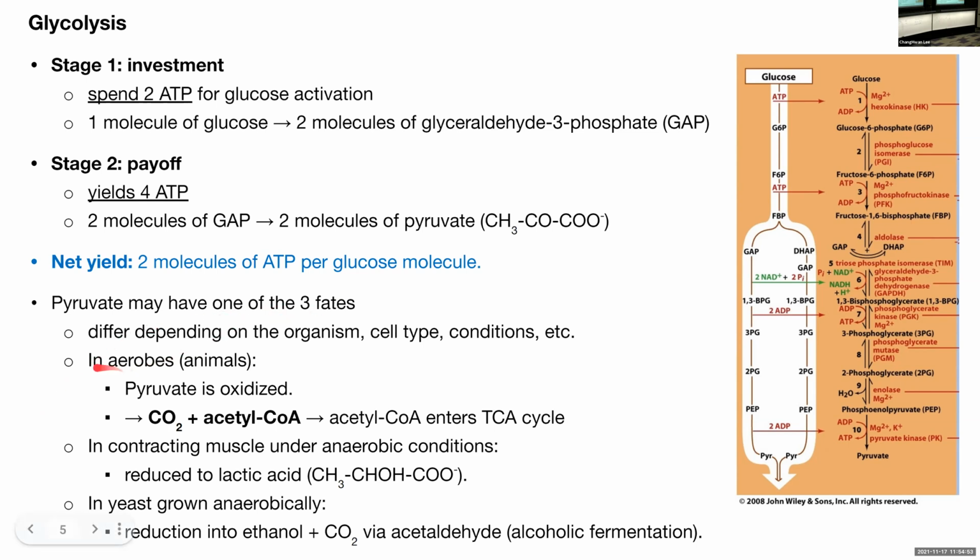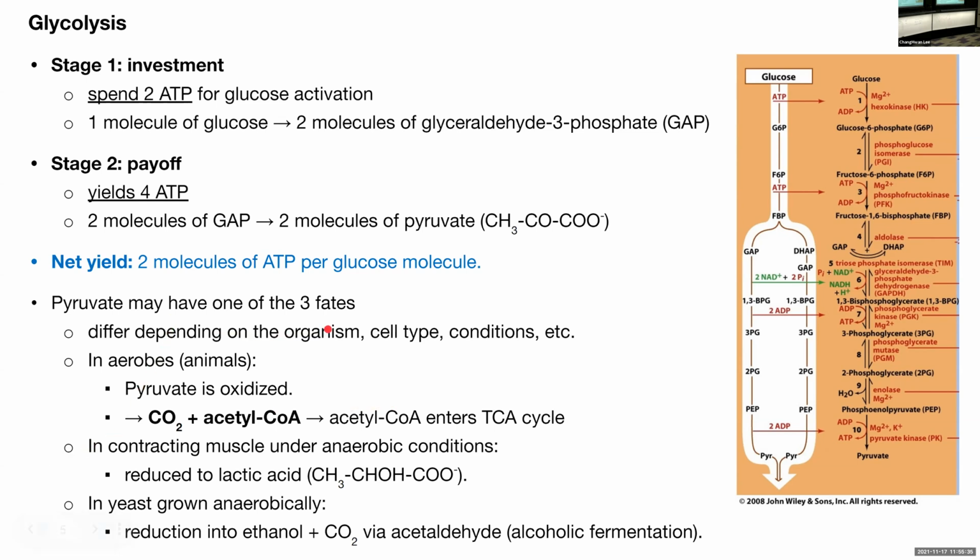One of those 3 fates is this pyruvate being oxidized in aerobes, which is animals and plants too, actually, when they're using oxygen. And again, this end product pyruvate is oxidized, meaning that the pyruvate loses electrons, right? That's what oxidation means. And eventually it will generate carbon dioxide and acetyl-CoA, coenzyme A, and this acetyl-CoA enters the next step after glycolysis for generating further energy, which is the TCA cycle.